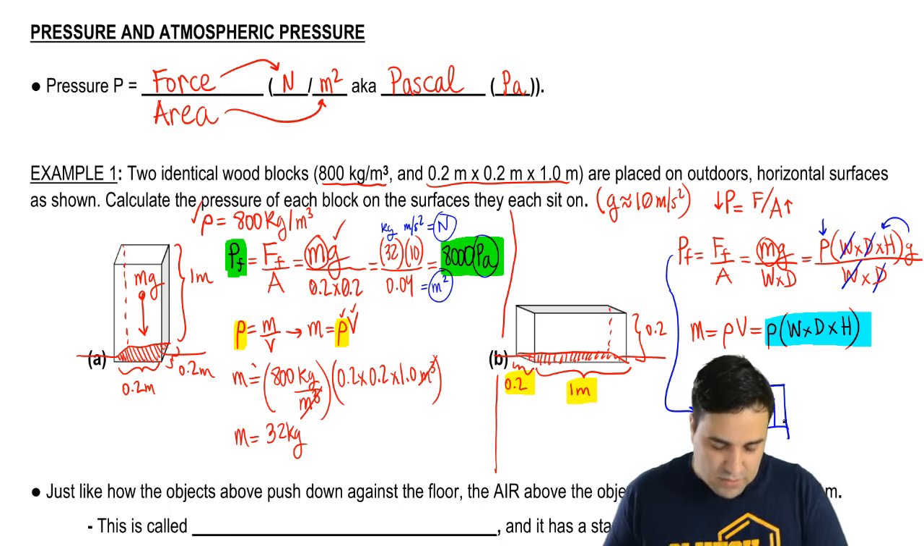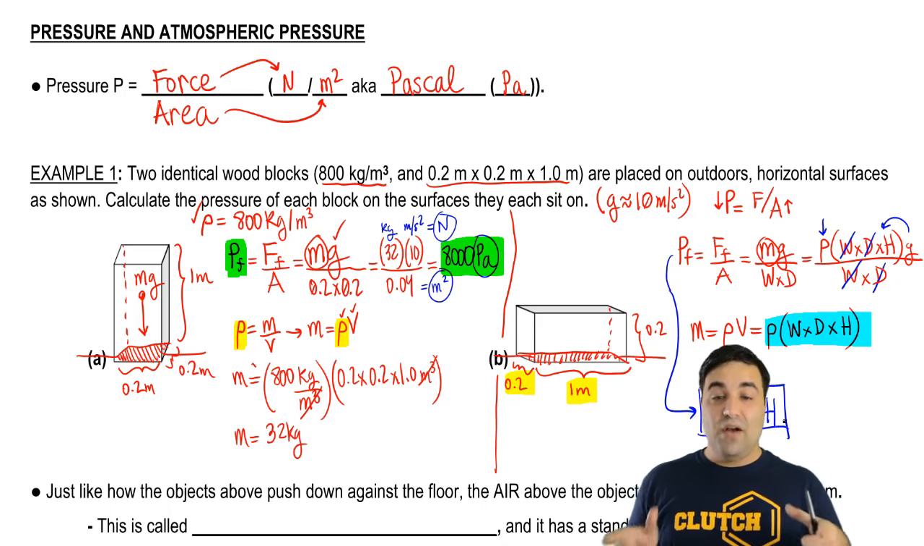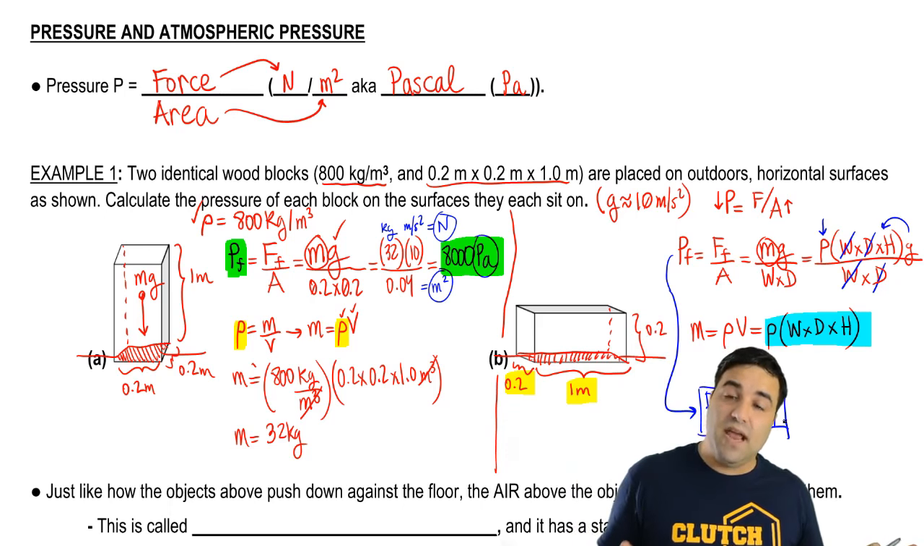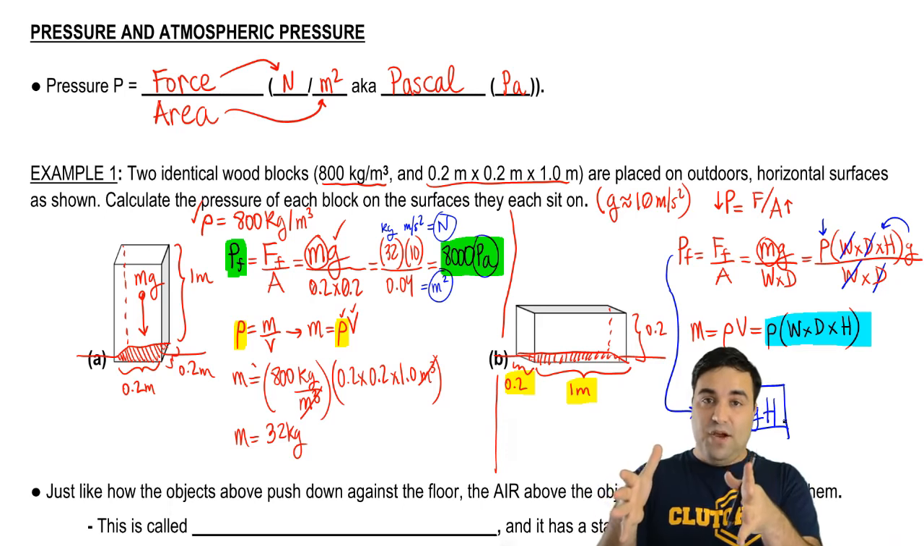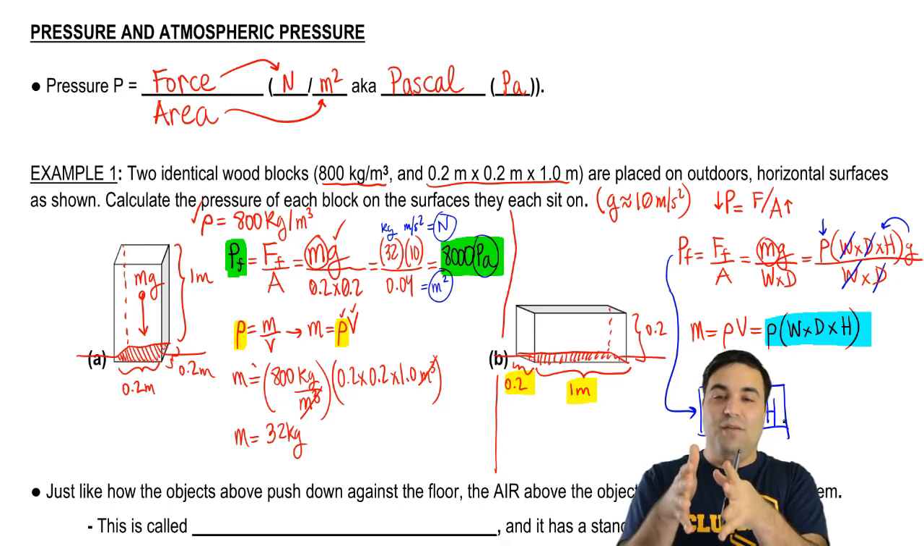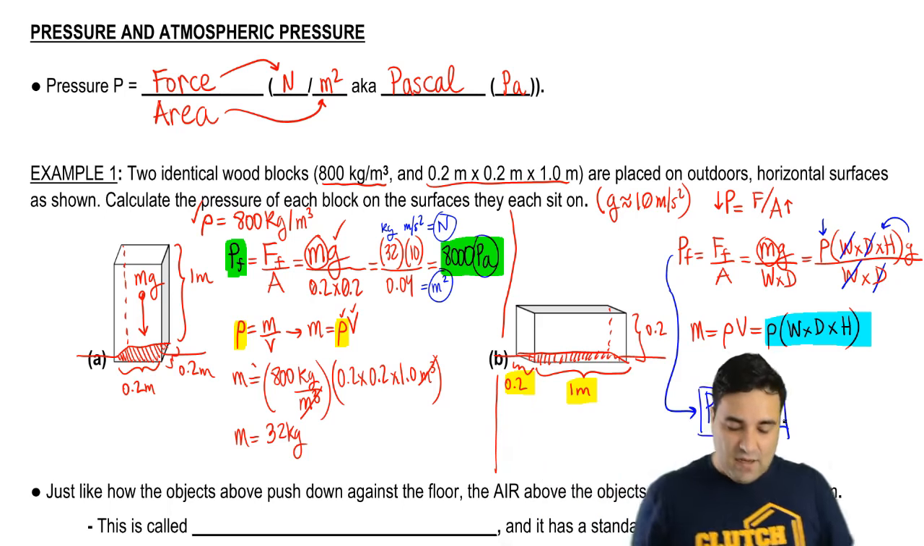Rho g h. So this is interesting because the pressure actually does not depend on the area, it only depends on how high this thing is. Why doesn't the pressure depend on the area? Well, as you have a bigger base, you have a bigger object, but that force is being distributed over a bigger area. So it doesn't really matter. It only matters what the height of the object is.